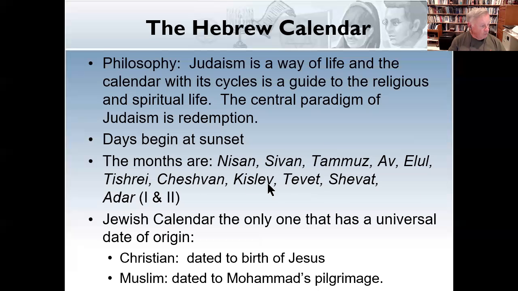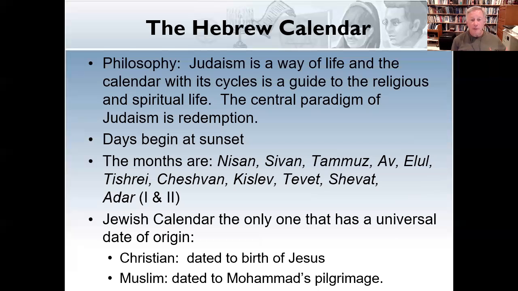So there are 12 months in the Hebrew calendar. Some of them are named after Babylonian gods like Tammuz. I don't keep track of each of them. And notice in the month of Adar, we have 1 and 2. I'm going to talk about that in a moment. One of the interesting things about the Jewish calendar, and I may be overstating this, is that I have never come across another calendar that has its year 0 tied to a universal event.